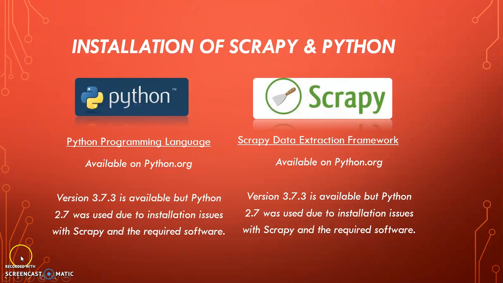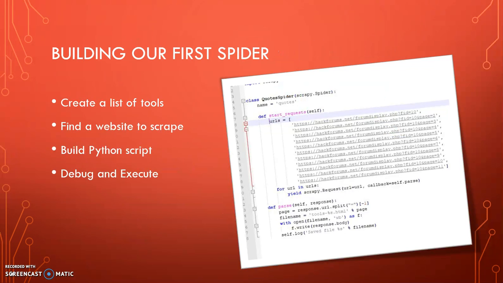To build the first spider, the first program that's going to crawl the internet for us, I first needed to select a list of tools that I wanted to look for, then find a website to scrape the information off of, and then build a Python script. You can see on the right that picture is the actual script that I used.